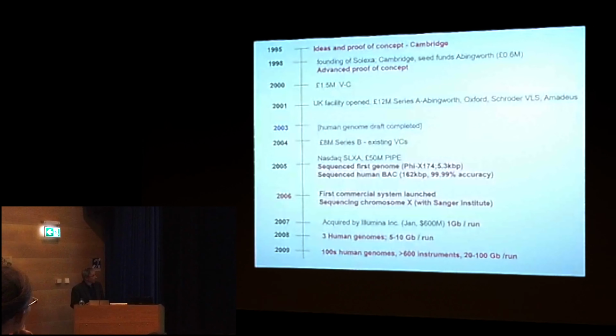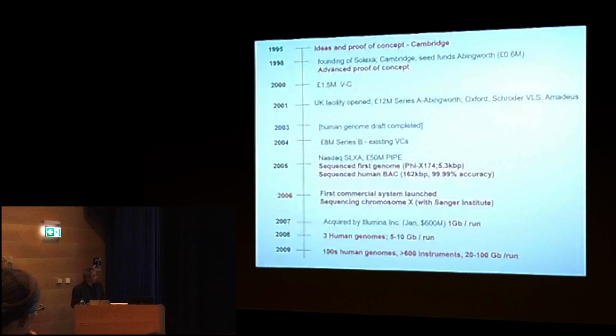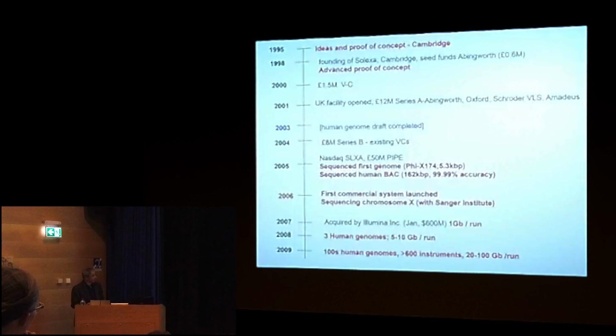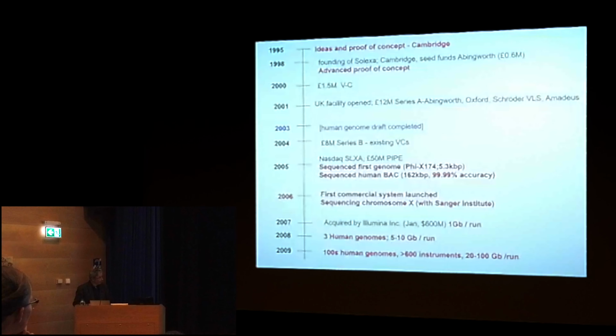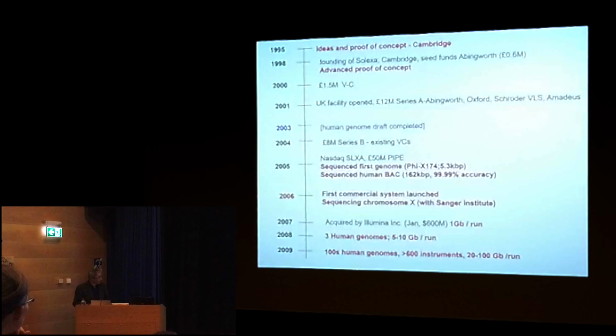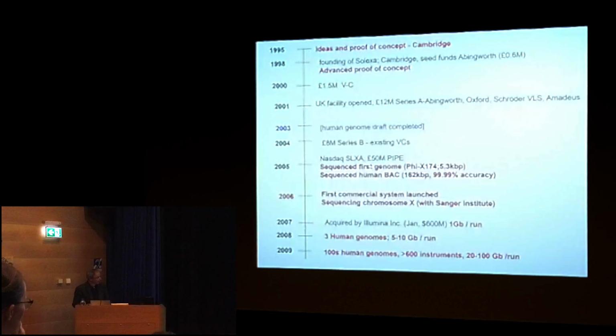In 2000, we got 1.5 million, again from the same VC, again a grant one could get from a research council. And in 2001, we opened a facility, Little Chesterford, with 12 million from Abingworth, Oxford Bioscience, Schroder Ventures, and Amadeus. 12 million is now starting to be amounts of money that would be very hard to get from research councils. In 2004, we got another 8 million, and in 2005, another 50 million. Hopefully you can see that the amount of money going in is going up fairly exponentially. At this stage, we could sequence some small genomes.